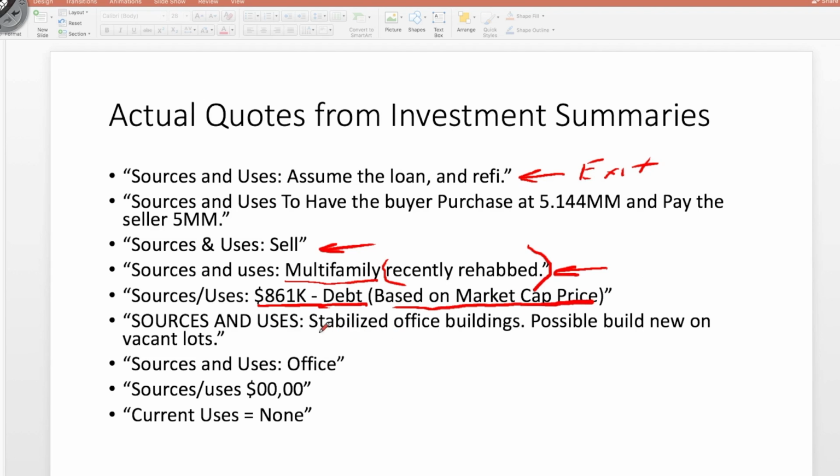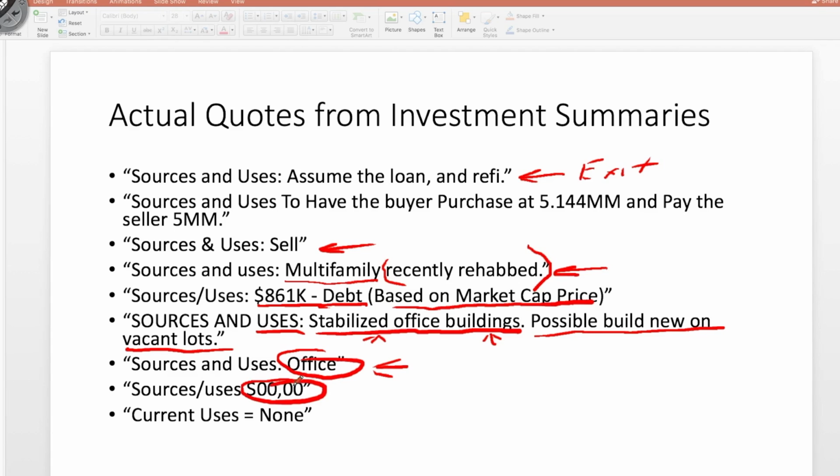This one here, stabilized office buildings. This is an asset type. It's a strategy which is stabilized. And then we have possible build on new vacant lots as what they want to do with it. Now, this might be classified under uses, but there's a better way to express this. Sources and uses in this case said office. That, again, is an asset type. This one here, not sure what that means.